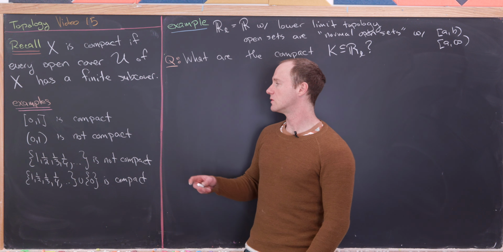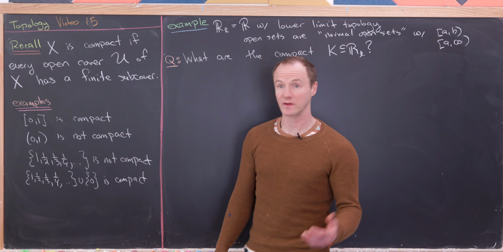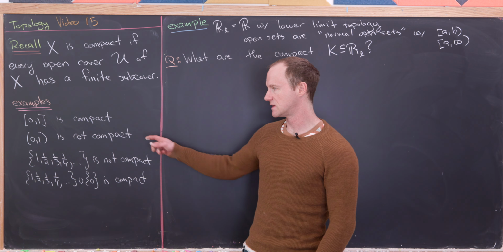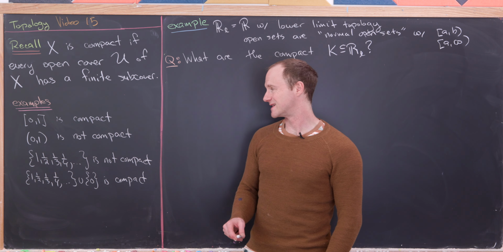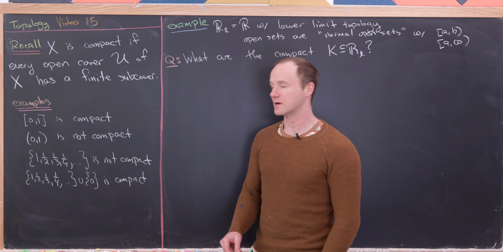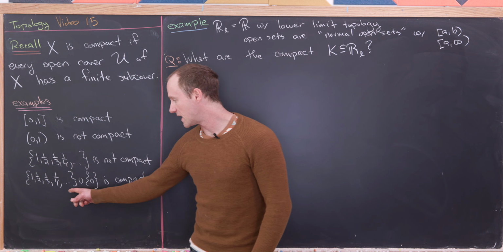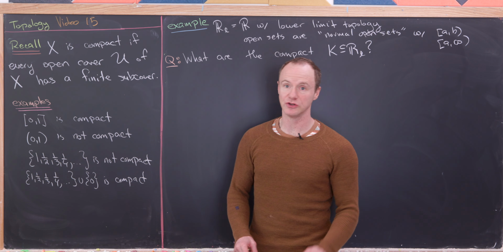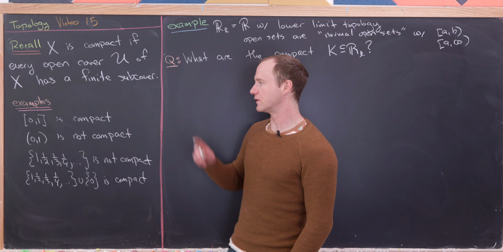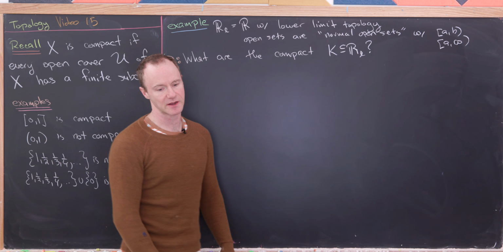Okay, so now let's look at some examples and non-examples that we looked at last time. The closed interval from 0 to 1 is compact. The open interval from 0 to 1 is not compact. The set made of the reciprocals of all natural numbers is not compact. But if you add in 0, you do get something that's compact. So if you didn't watch the previous video and you want to see how we did those proofs, make sure to go watch the previous video.